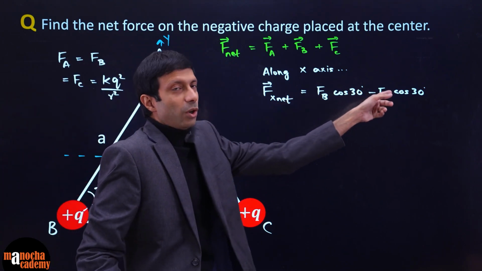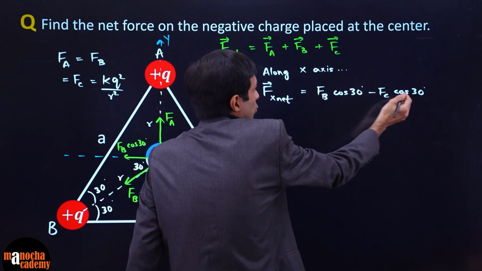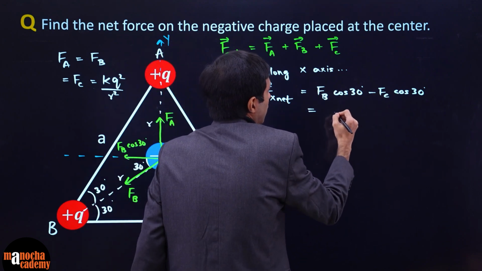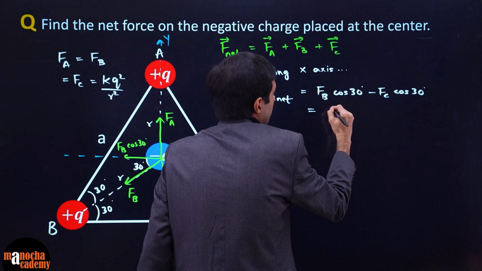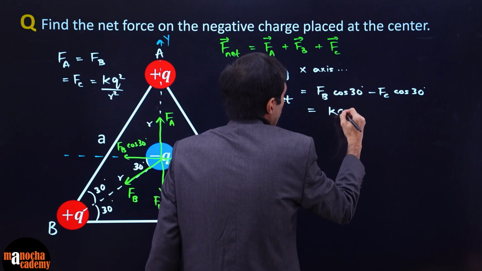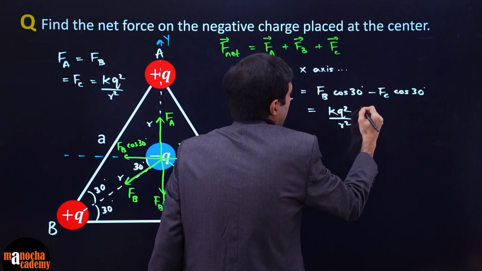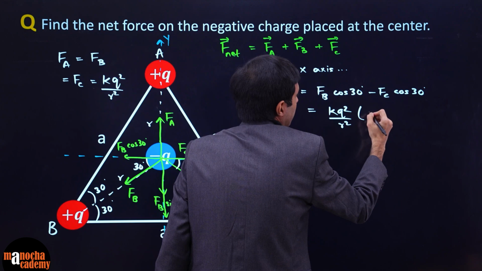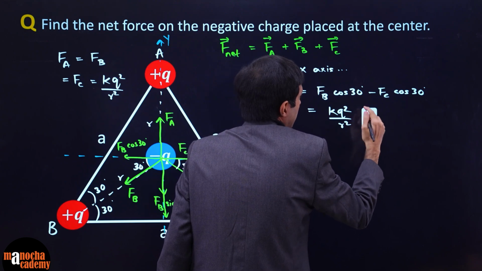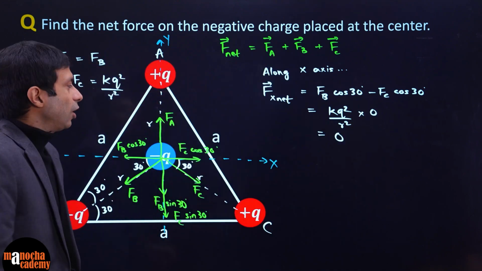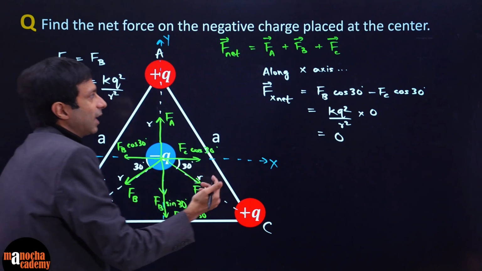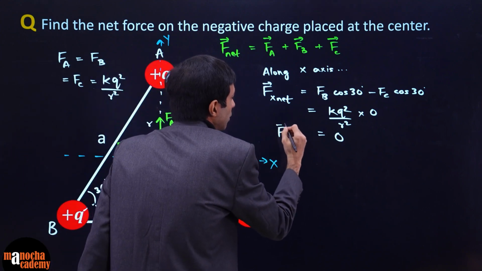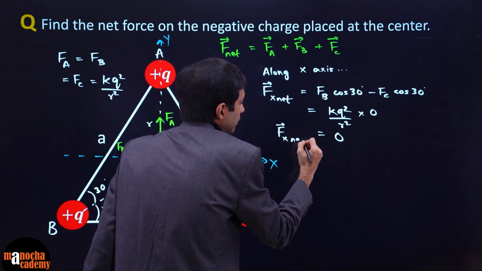So that means all of these two terms are identical. So the net force will be basically KQ square by R square, and the cos 30 will cancel, times 0. So net force along the x-axis, basically these two forces are cancelling each other. So net force along the x-axis is 0.